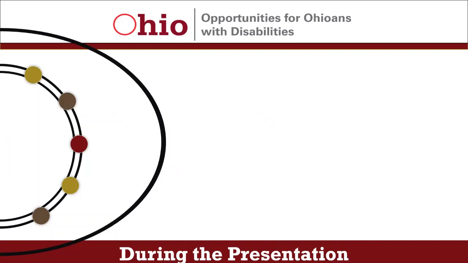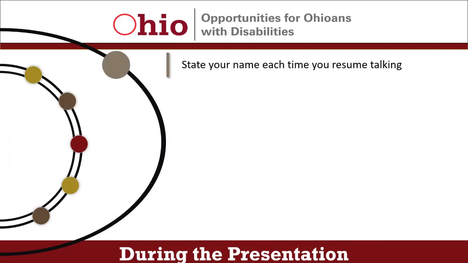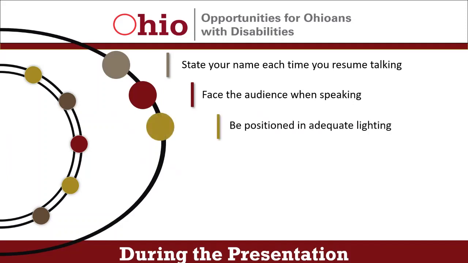The first is to state your name each time you resume talking after a break. This can be helpful for sign language interpreters and stenographers providing captioning so they can indicate who is speaking in their delivery. Remember to face the audience when speaking. Attendees who speech read rely on seeing the presenter's face, expressions, and body movements to receive information. To this point, make sure to be positioned in an area with adequate lighting and avoid being in front of a window with natural light or in front of a busy background.